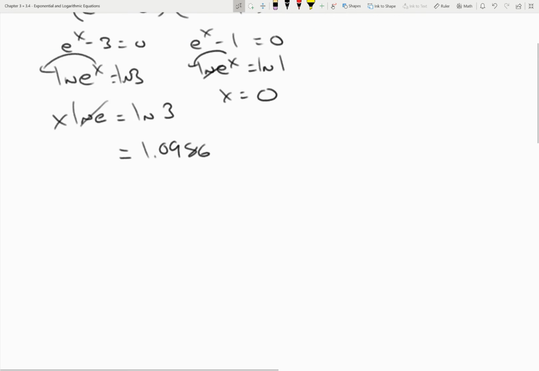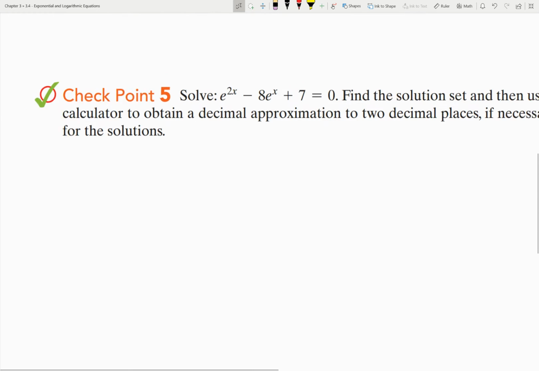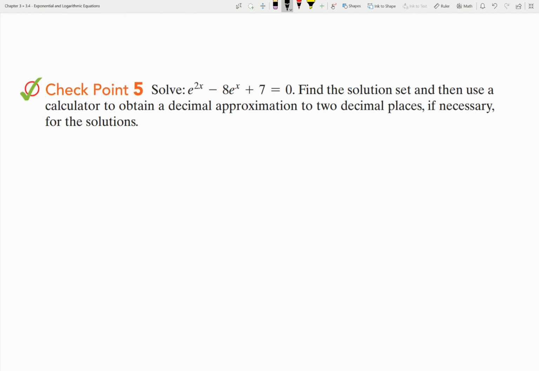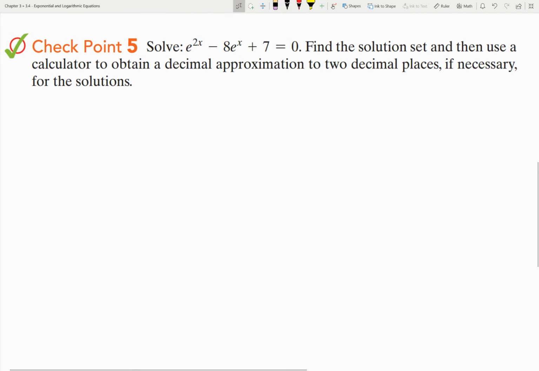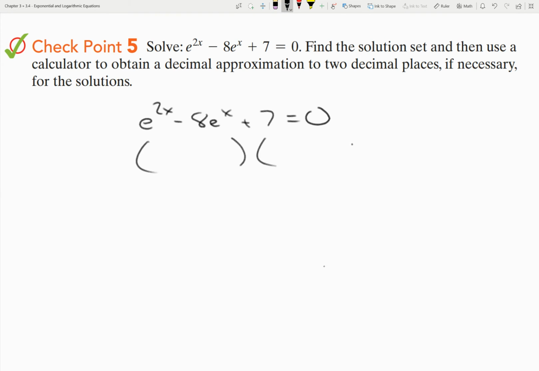Let's try another one. Same again. We're going to do both things. We're going to find the value in terms of natural log, and we're also going to find the value in terms of decimal. So e to the 2x minus 8 e to the x plus 7 is equal to 0. I can use my factoring techniques here. So this is going to be e to the x and e to the x. Factors of 7 that add to negative 8 are negative 7 and negative 1.